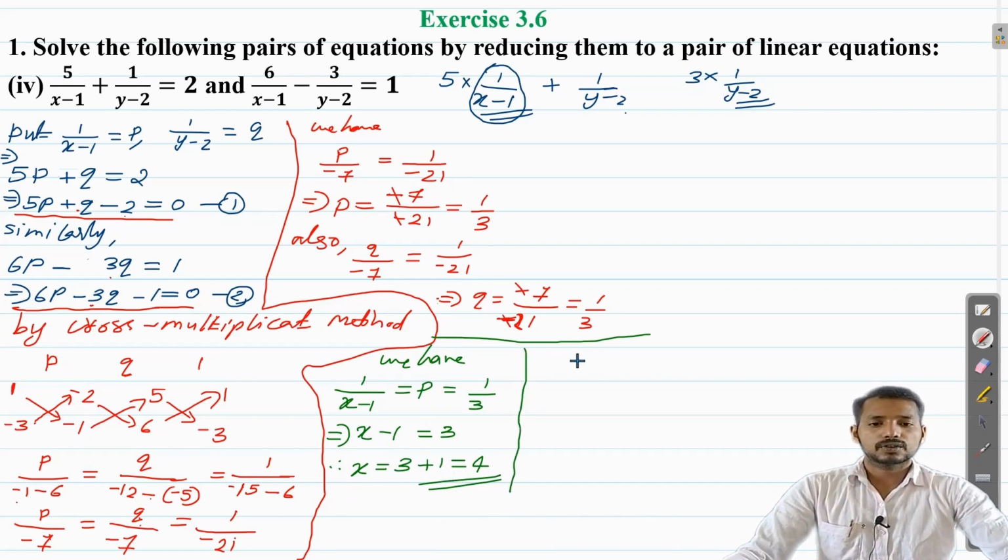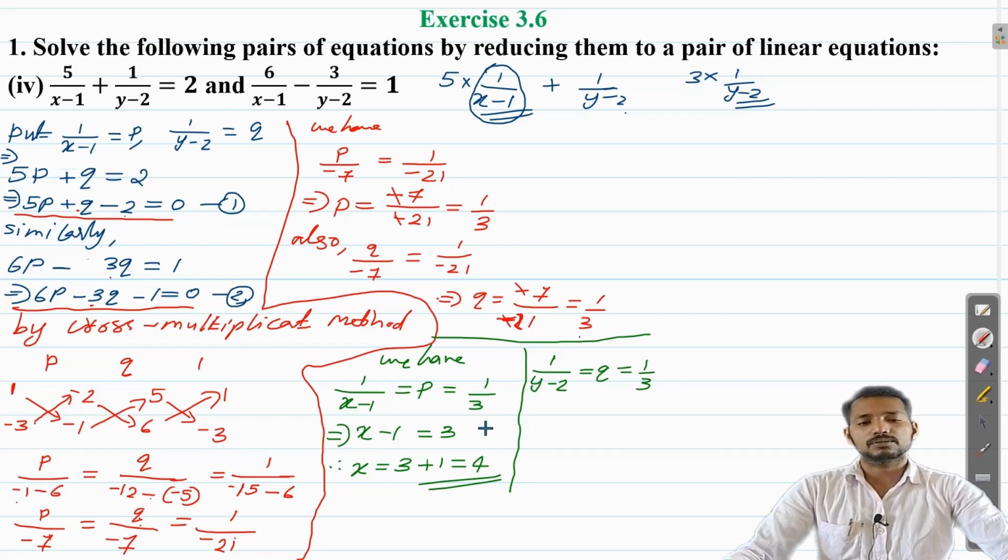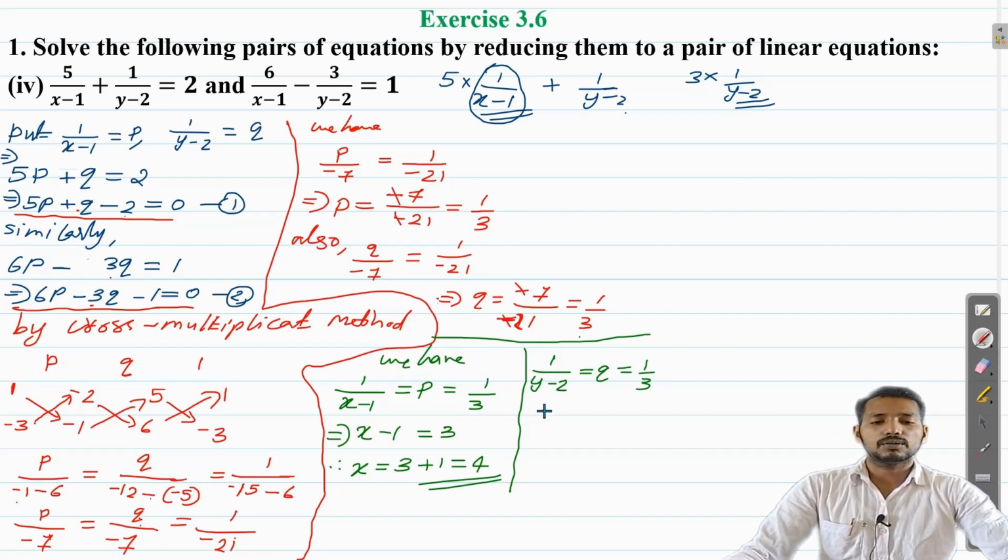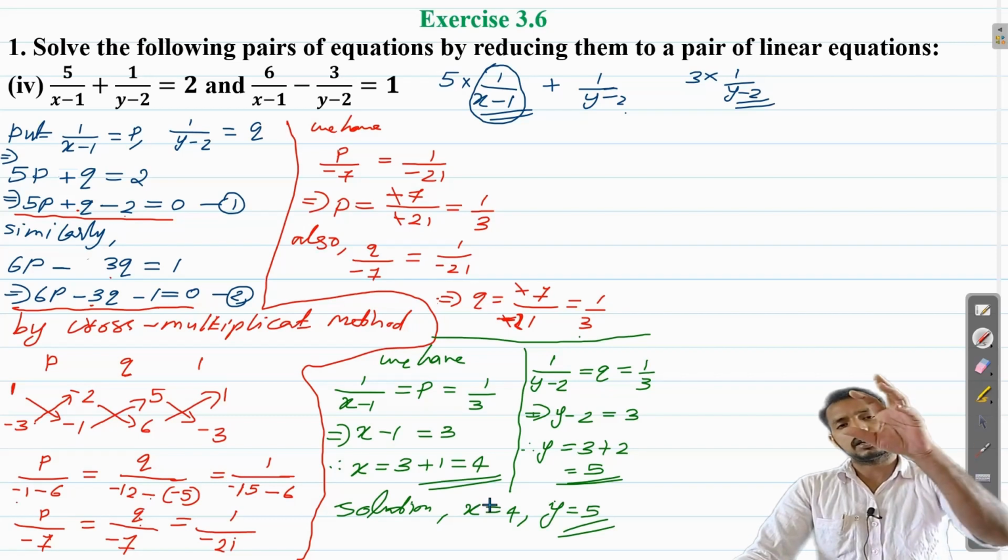Also we have 1 by y minus 2 is equal to q, which is equal to 1 by 3. The value of q is also 1 by 3. So taking the reciprocal, 1 by y minus 2 is y minus 2, and reciprocal of 1 by 3 is 3. So therefore we can write y is equal to 3, minus 2 will be plus 2, which is equal to 5. So x equal to 4. The solution is x equal to 4 and y equal to 5. See here, it is the same procedure actually.